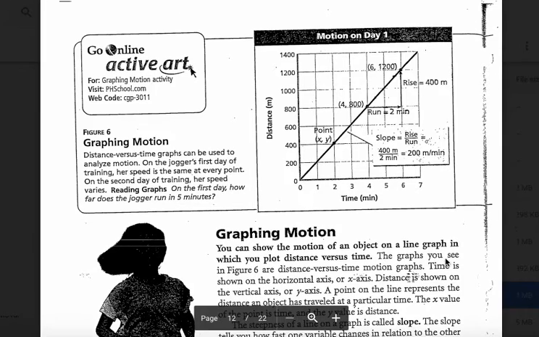Graphing motion. So take a look here at this graph for a second. Distance versus time graphs are always showing you speed. So if there's a distance and a time, time is almost always on the x-axis, distance is almost always on the y-axis. This is showing you speed, and so this object was going at a constant speed, constant rate, because its line was straight.